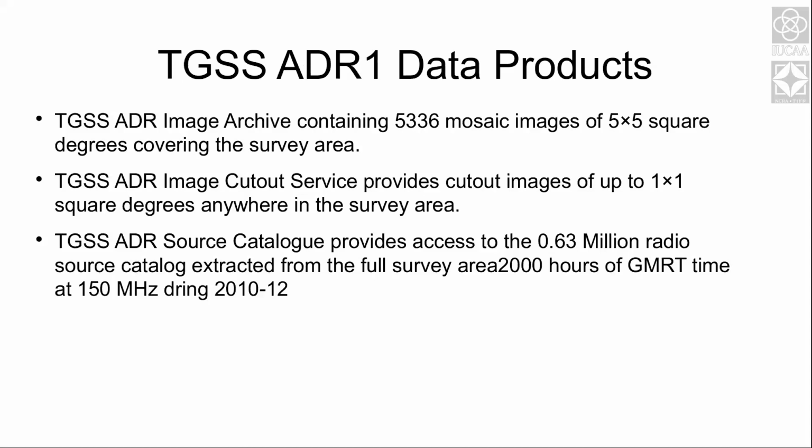The data products are available in the form of the ADR image archive. There is also an image cutout service, and there is also a source catalog of all the objects that have been detected in the survey. It is important to mention here that this TGSS ADR data release is also fully integrated with the virtual observatory. So you can use virtual observatory tools in order to download and analyze the reduced TGSS data.